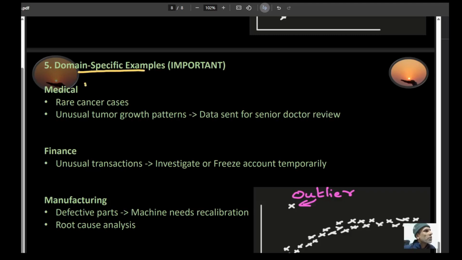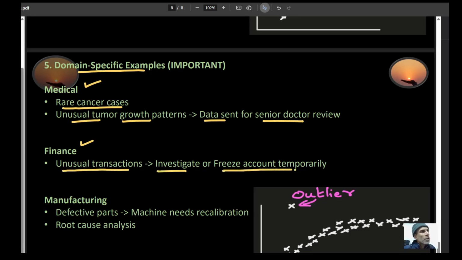For example, in the case of medical, this could represent rare cancer cases. If you see unusual tumor growth patterns, maybe you want to send the data to a senior doctor for review. In the case of finance, an outlier could be an unusual transaction. In that case, you may want to have a manual audit, investigate, or freeze the account temporarily.